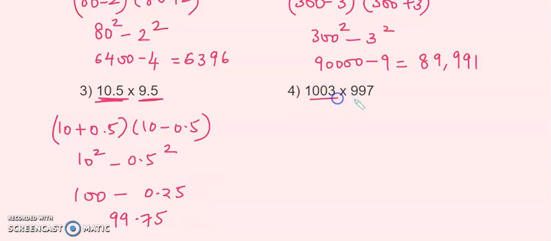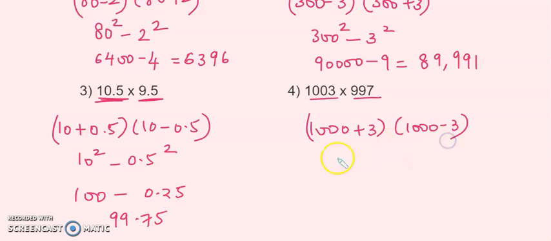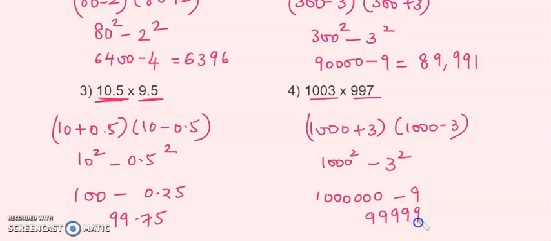Okay, let's do the other one. If I round it, it is 1000. It is rounded, again it's 1000. So it's 1000 plus 3 and 1000 minus 3. So which is 1000 squared minus 3 squared. So 1000 squared will be 1,000,000. Take away 9, which will be 999,991. Right?